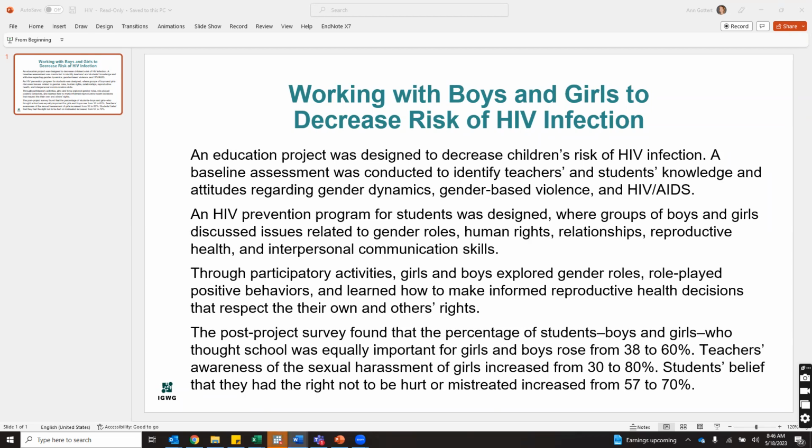So I'm going to open the discussion by asking which of the do's and don'ts you see reflected in this program example. Feel free, you don't need to raise your hand or anything, just speak out. Well, they started out with an assessment and spoke to both women and men, or girls and boys. They also started this program early in the life course with children, addressing gender norms.